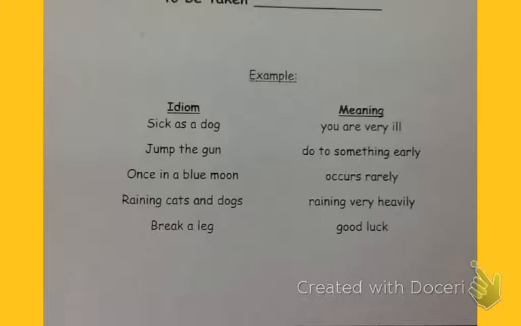We've talked about raining cats and dogs before. We know that cats and dogs do not literally fall from the sky. Instead, when we say raining cats and dogs, it means that it's raining very heavily right now. And when you tell somebody to break a leg before a performance, you're not actually telling them to break their own leg. That would be gruesome and horrible. Instead, you are wishing them good luck.